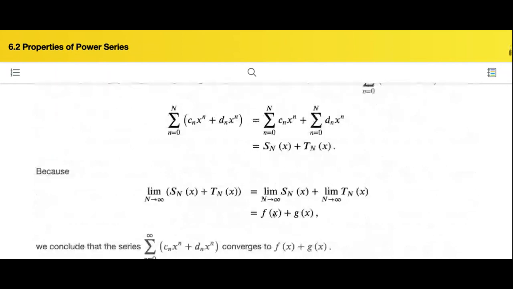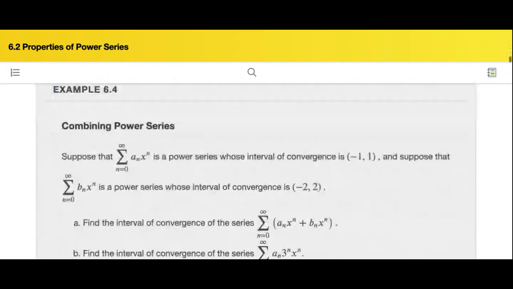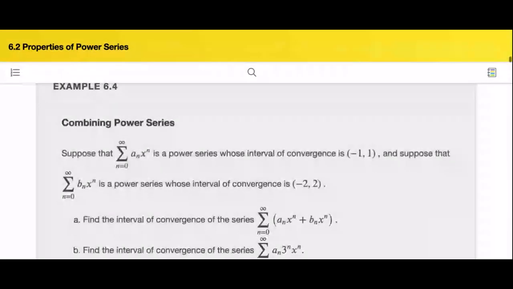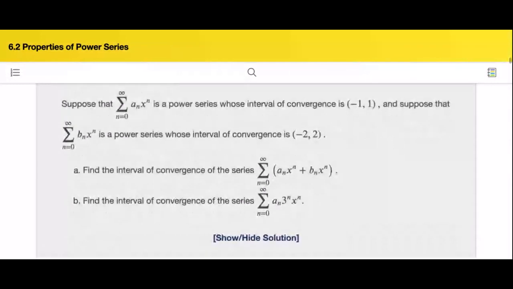Okay, we're skipping the proofs. We're going to the examples directly. Suppose we have the sum of a_n x^n, a power series whose interval of convergence is from -1 to 1. And suppose the sum of b_n x^n is a power series whose interval of convergence is -2 to 2. A, find the interval of convergence of the series of a_n x^n plus b_n x^n.